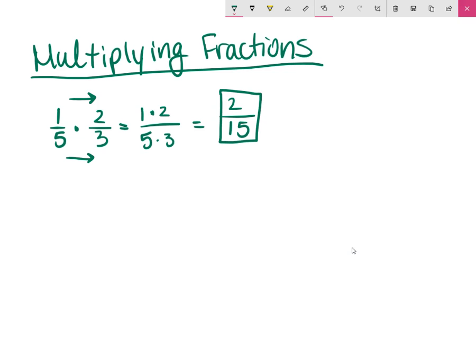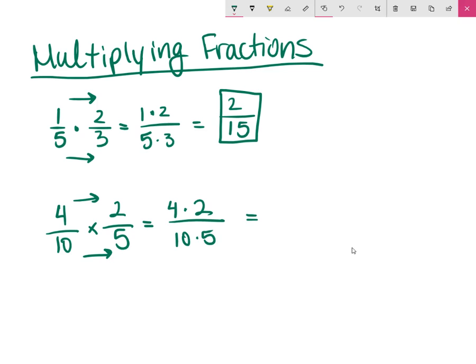Let's try another one. 4/10 times 2/5. Just like we did before, multiply straight across the top and straight across the bottom. 4 times 2 is the numerator, and then 10 times 5 is the denominator. 4 times 2 is 8. 10 times 5 is 50.